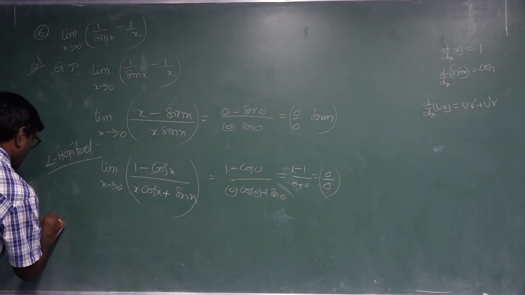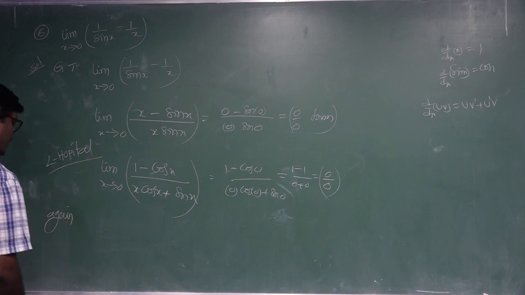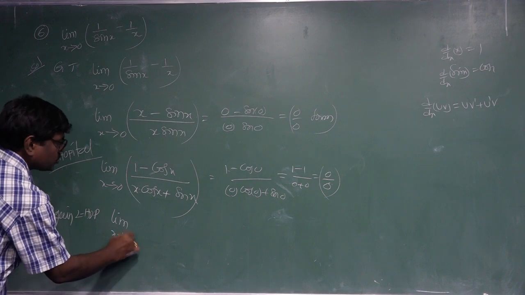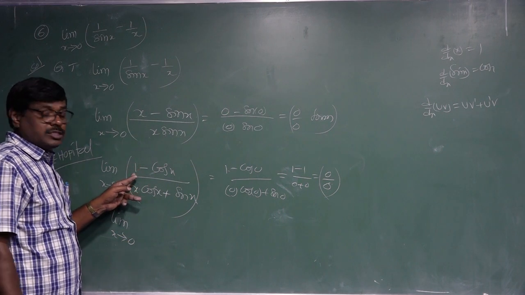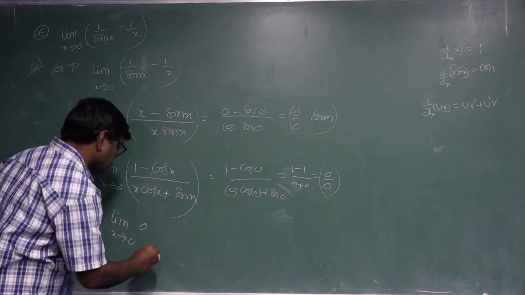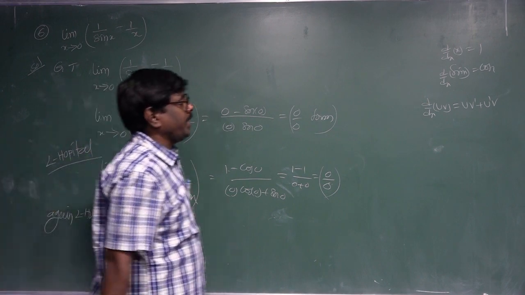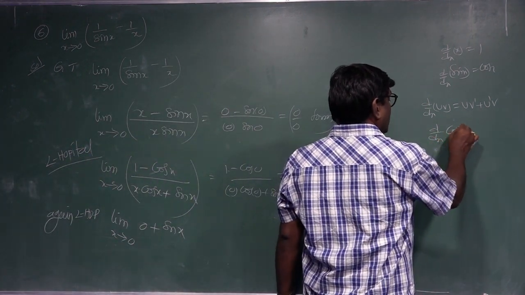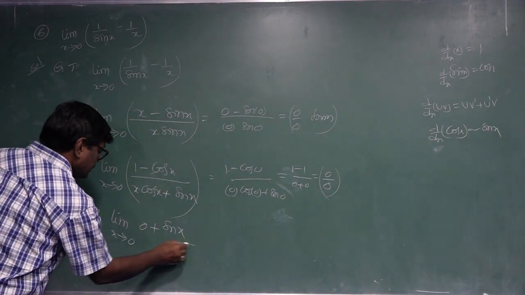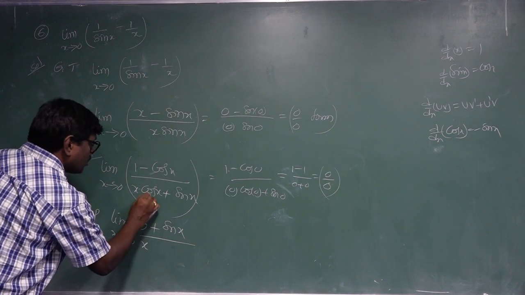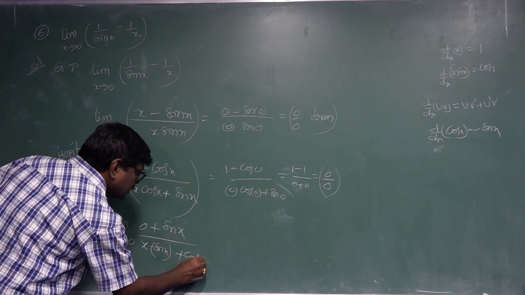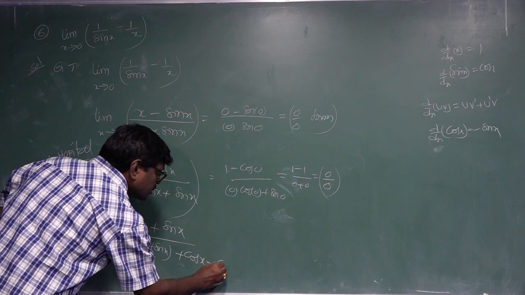Again the L'Hospital rule. Limit x tends to 0: 1 is a constant, derivative is 0. Cos x derivative is minus sin x, so minus minus is plus sin x. Formula is d by dx of cos x equal to minus sin x. Then again the inner derivative: x into cos x derivative minus sin x, plus cos x, plus sin x derivative cos x.